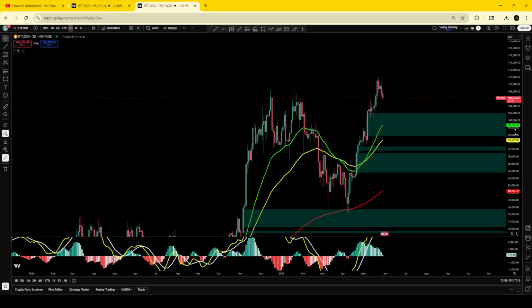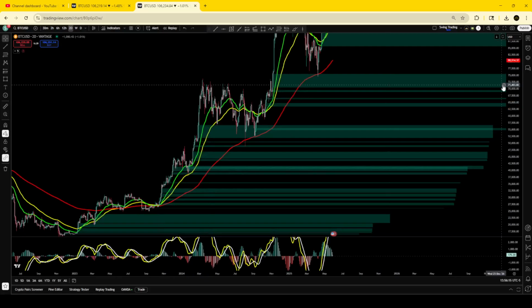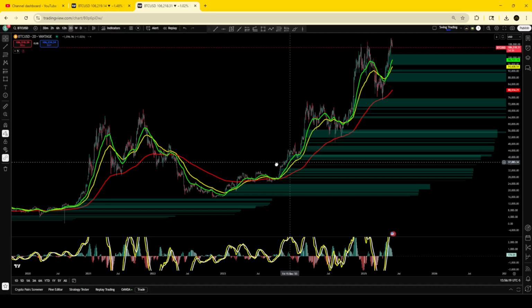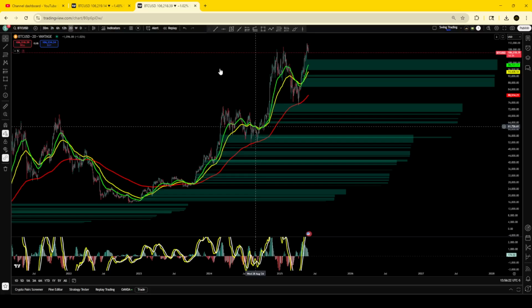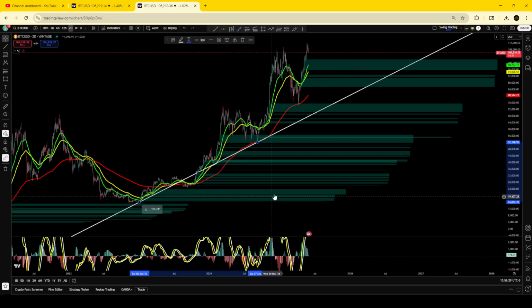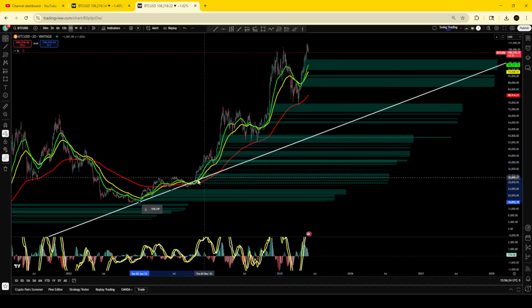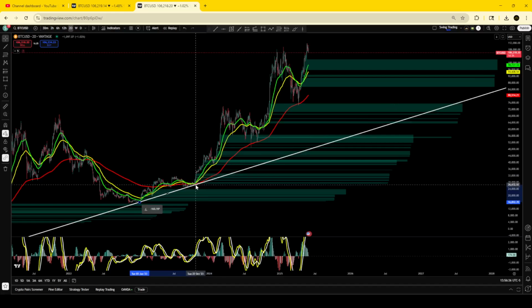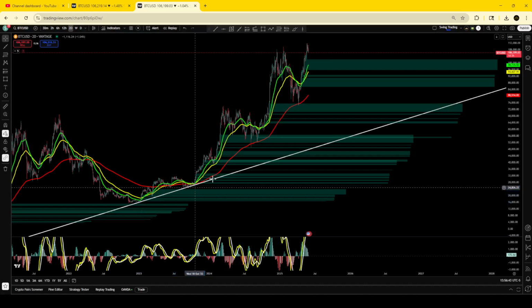So of course everybody knows this is Bitcoin. What you want to do is basically just zoom out. When in doubt, zoom out. So you want to put your baselines. Now these lines won't be perfect just yet.